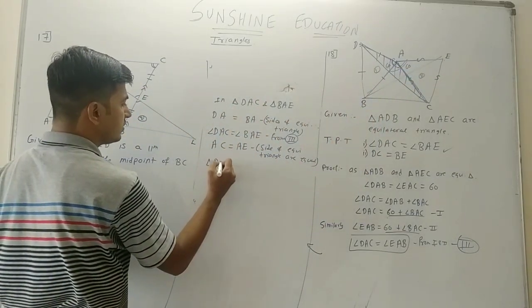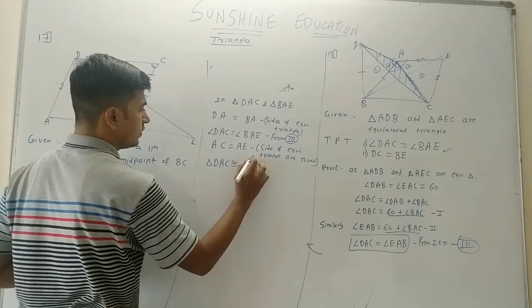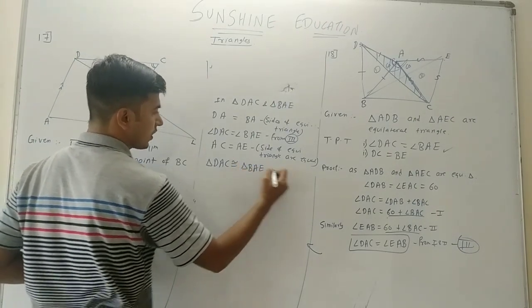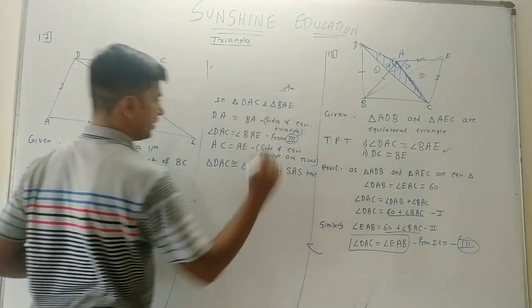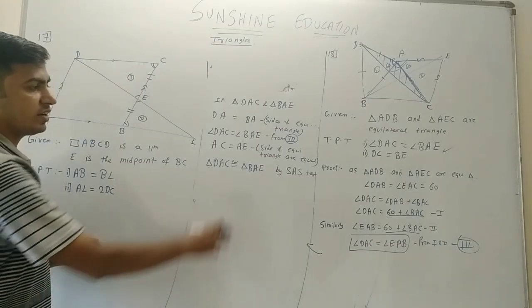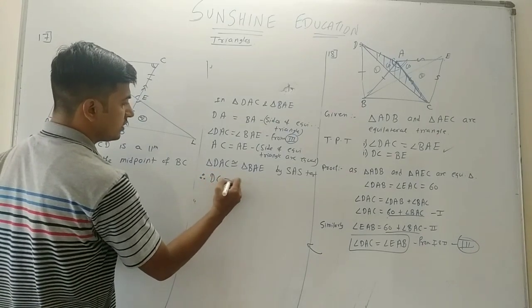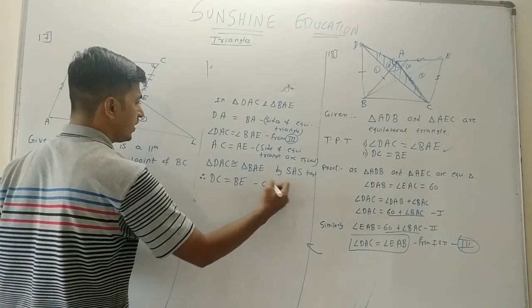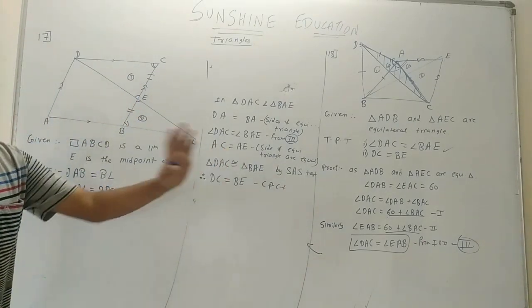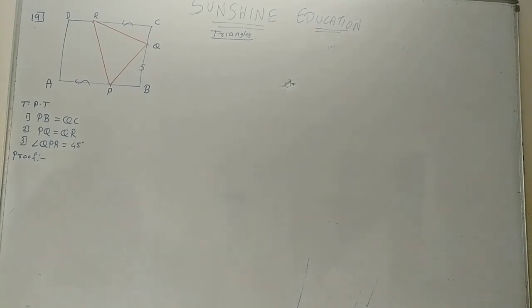Therefore, triangle DAC is congruent to triangle BAE by the side angle side test. Two triangles are congruent, so corresponding sides are equal. Therefore, we can say that DC is equal to BE, corresponding parts of congruent triangles. So this was the 17th one and this is the 18th one. Now we'll start with the 19th one.